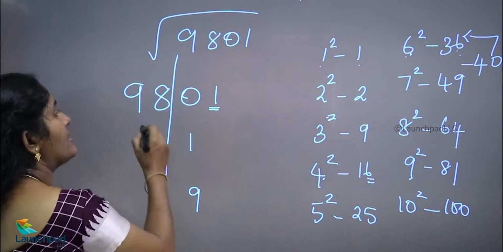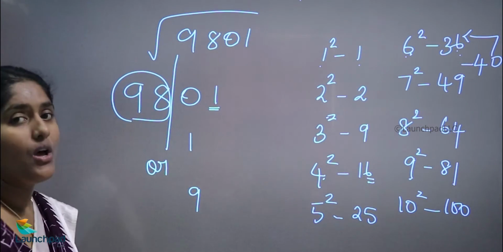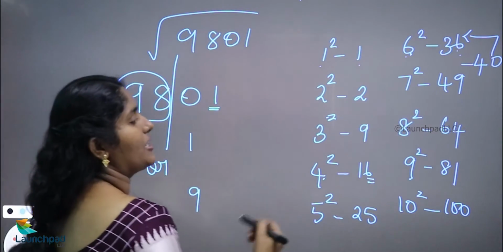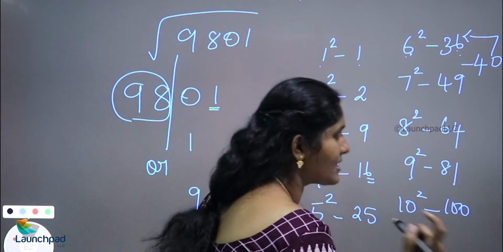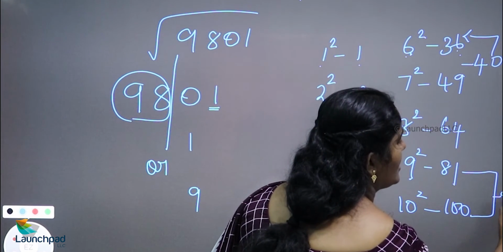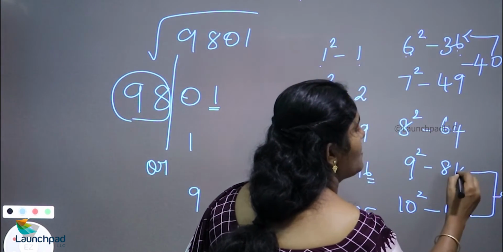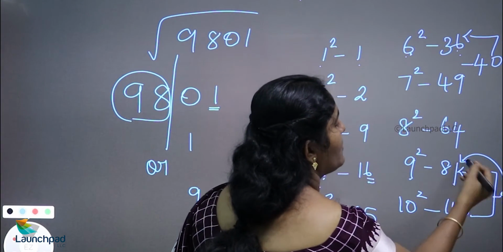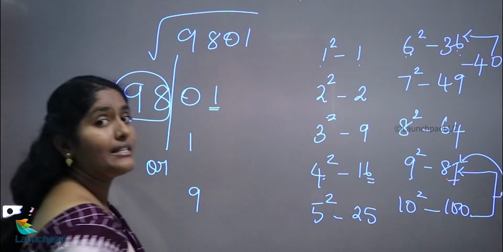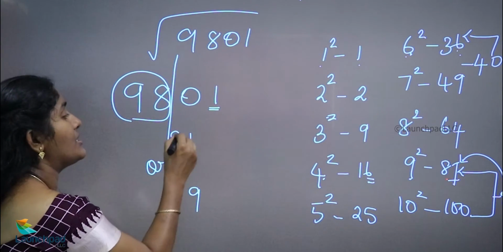Okay, now consider this whole part value. What is your whole part value? 98. The 98 lies in between 81 and 100. So for 98, we want to consider the previous value. Which one is your previous value here? 81. 81 is the square answer of which number? 9. Your first digit is 9.